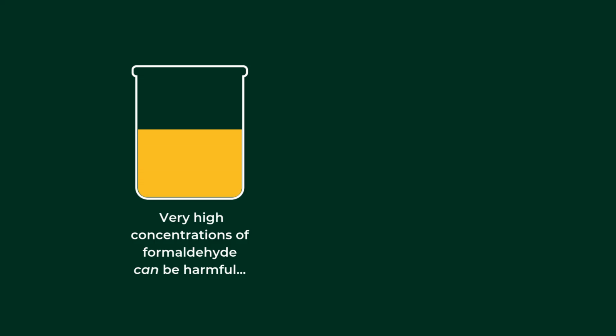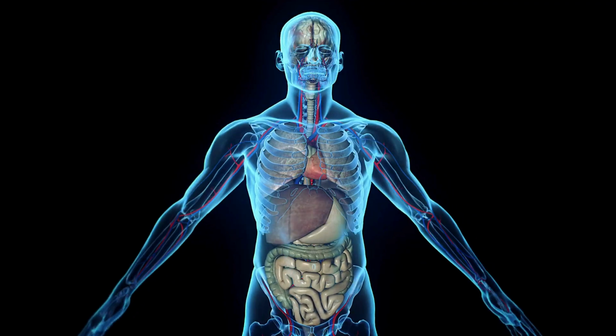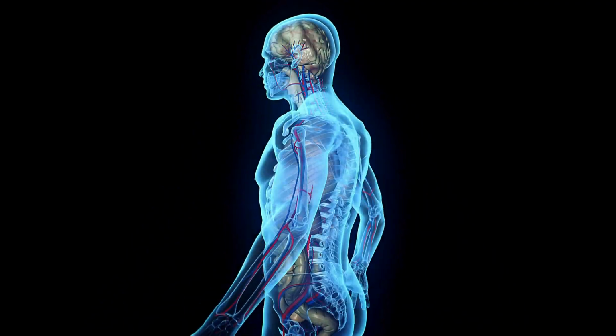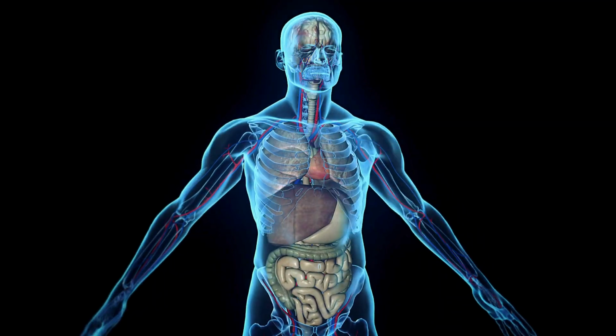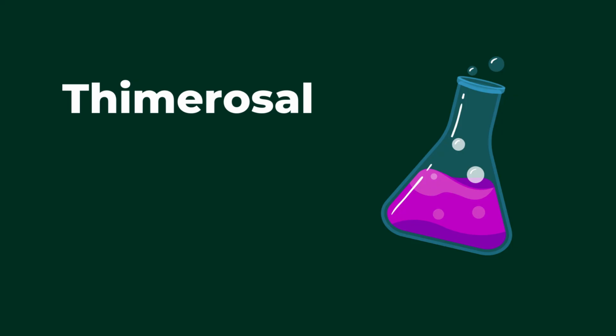Although very high concentrations of formaldehyde can be harmful, the amount of formaldehyde in vaccines is not sufficient to cause health problems. Formaldehyde is essential in human metabolism, and all humans have detectable quantities of naturally occurring formaldehyde in their blood. The average amount of formaldehyde in an infant's blood is 1,500 times greater than the amount they're exposed to in vaccines. The next ingredient we'll discuss is thimerosal.